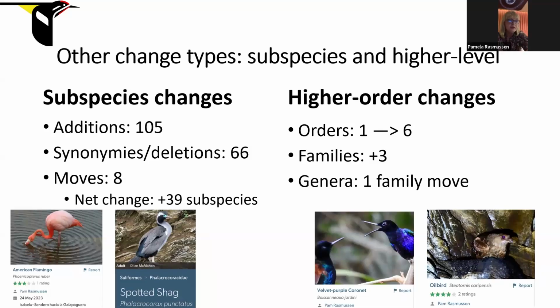And we had quite a lot of subspecies changes, a few more additions than subtractions. Subtractions can be either synonymies, meaning that the subspecies is not recognized as valid because it's too similar to another one, or deletions, meaning that it's deleted for another reason. There was one that turned out to be in the wrong species, even in the wrong genus, and a couple of other things like that. But mostly it's synonymies and some moves, like a subspecies moved from one species to another based on new information. So we had a net change of almost 40 subspecies. And higher order, Shawn will be talking about those, but we had just a few of those. Next slide, please.